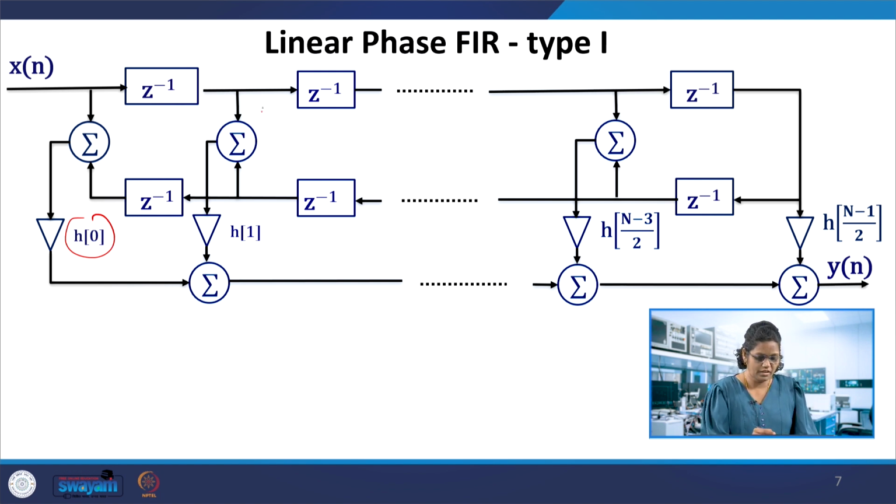Similarly, the next coefficient is H1, that is H1 and H3, if it is symmetric about H2. So this would give the H2 term here. From n equal to 5, minus 1, that is 4 by 2, that is 2, h of 2 here. So in the previous case, that is type 1, we can see the combined version of this structure.